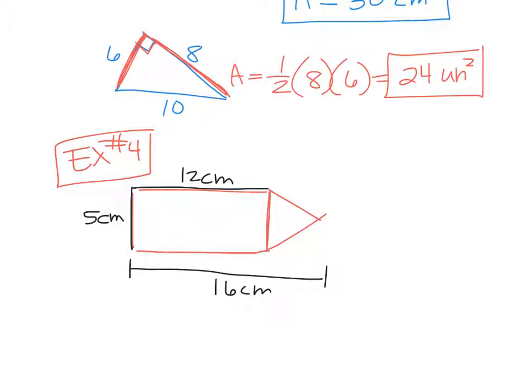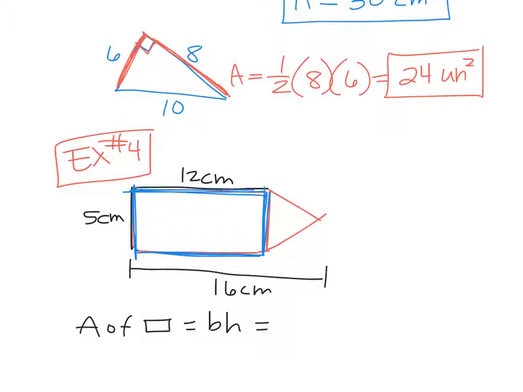You don't multiply it all. You separate it, right? We have a triangle and we have a rectangle. So let's start with the area of the rectangle. We know that's base times height, right? What is your base and what is your height of the rectangle? So not 5 and 16. Oh, 5 and 12. 5 and 12, right? So the area of the rectangle, you would do 5 times 12, so 60 square centimeters, okay?